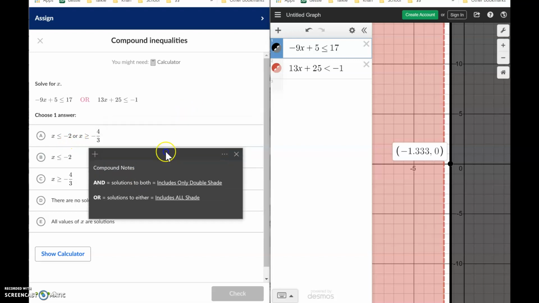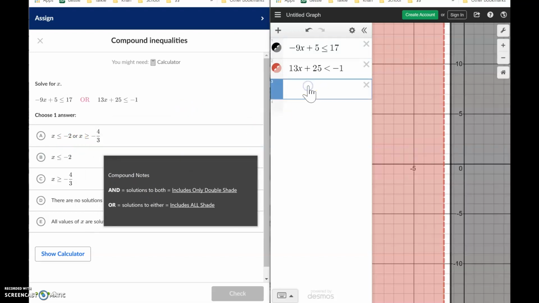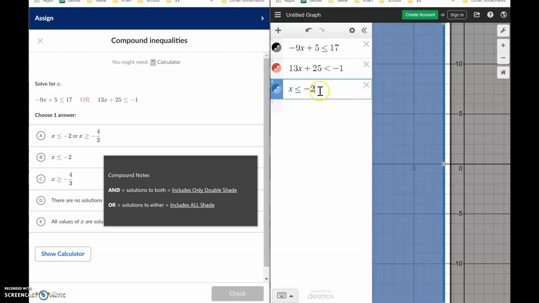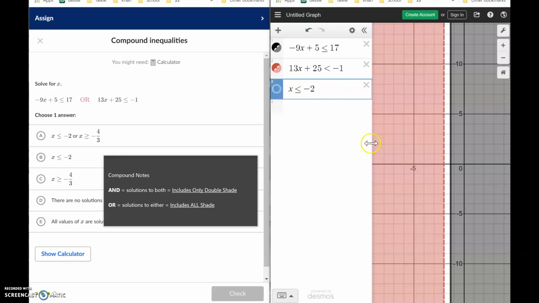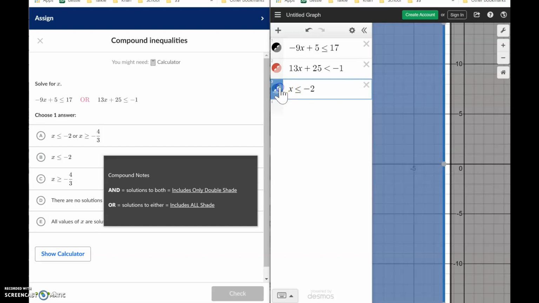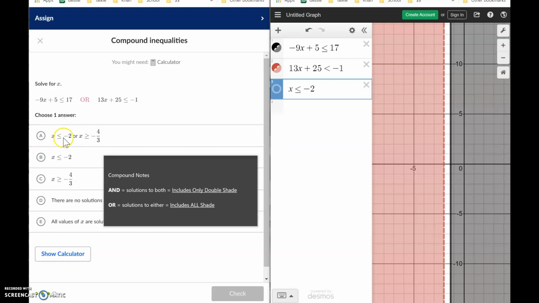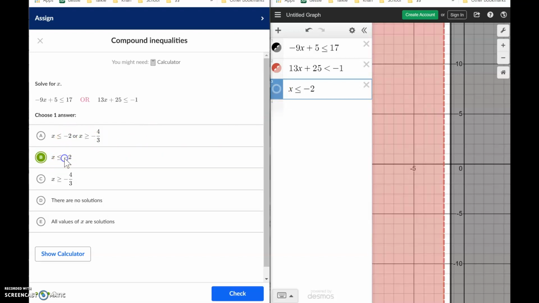Option A's got 2 elements. I have to type both those elements in to be able to rule it out or accept it as an answer. x is less than or equal to -2. Okay, you can see that one's matching up with the red shade, but it's a solid line on a dashed line. We want a dashed on a dashed, so option A is out. Okay, let's try option B, which is just less than or equal to -2. Well, if option A is out, option B is out because both of those are the same.